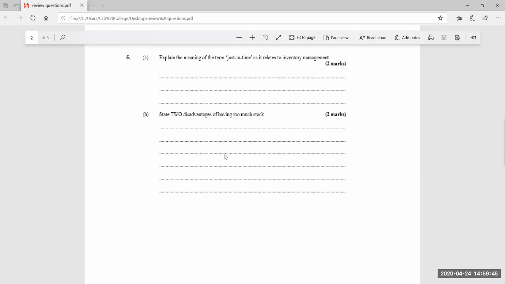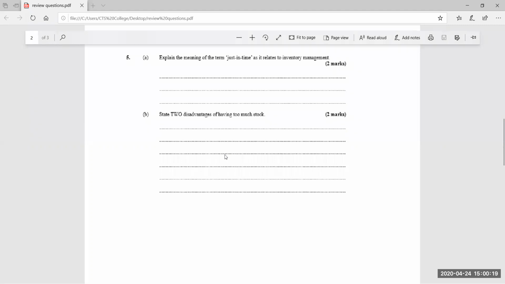Too much stock means overstock. So what are two disadvantages of overstocking? One, if there's too much stock, more storage space will be needed. Right, so that's one perfect answer. Very good. So one, if there is too much stock, additional storage space will be needed, which can incur additional expenses, right?